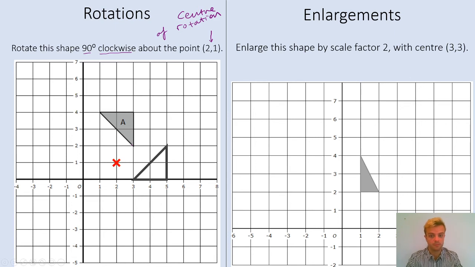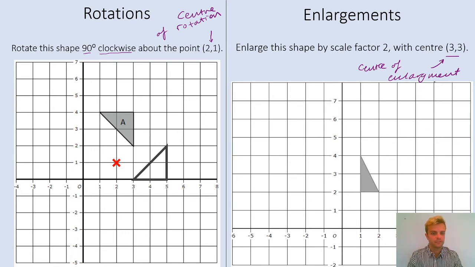And the final type of transformation is an enlargement. And there are different ways of doing these, but I'm just going to show you one. So we want to enlarge the shape by a scale factor of 2 with a center 3, 3. Now, a bit like the rotation, that center of enlargement does make a difference to where our new large shape ends up.